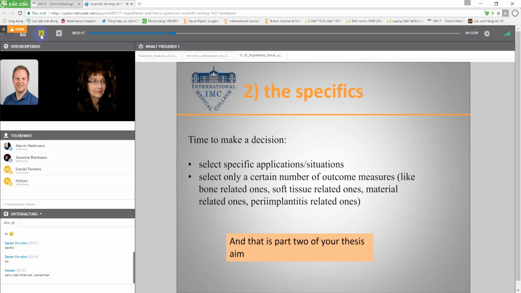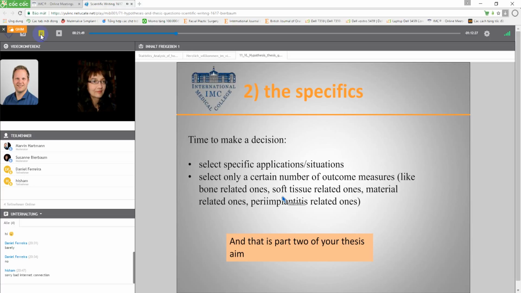Because in a thesis, especially in a very long thesis, you will never cover all of that. It's better to cover a small area in detail as opposed to a large area and a little bit of everything. That means select a specific application or situation, and more importantly, and often easier to handle, select just a certain number of these outcome measures. Maybe just the bone-related ones, or the material-related ones, or peri-implantitis-related ones.